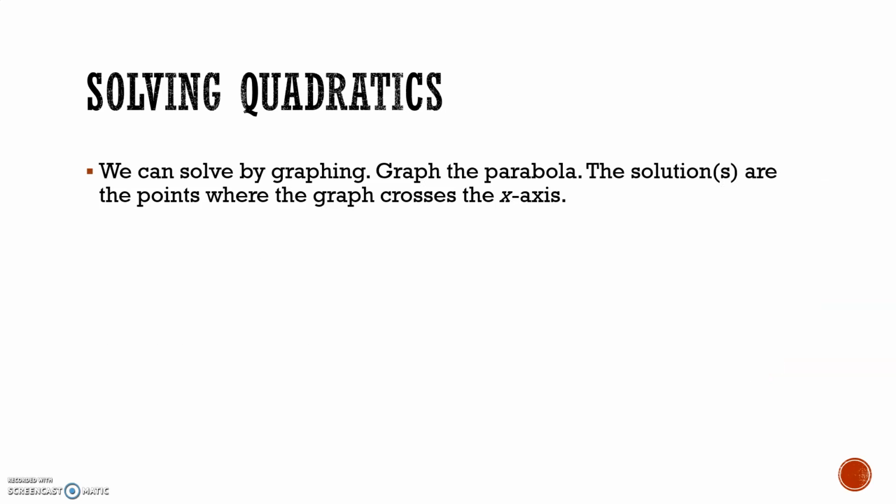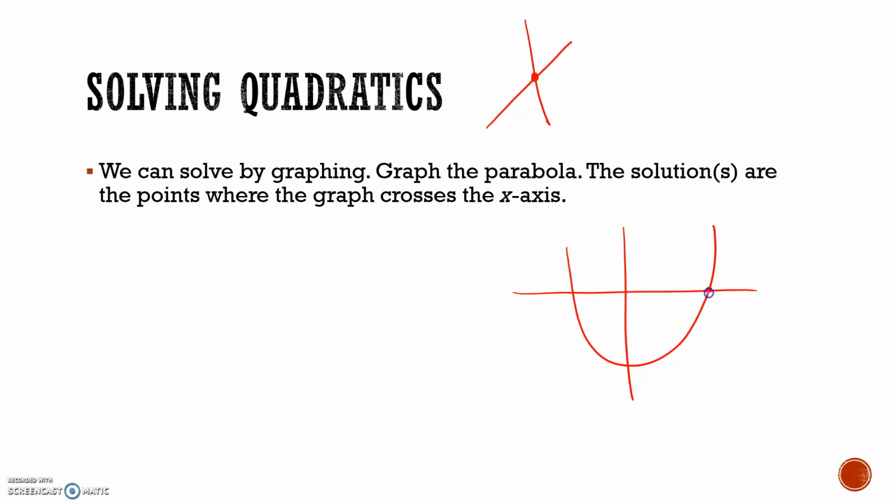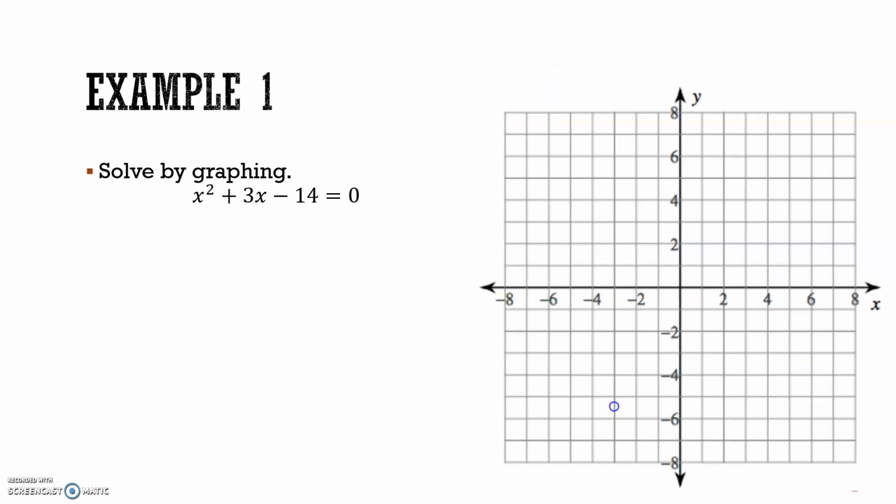And we can say that we can solve by graphing, because if you think about when we did graphing systems of equations, our answer was the point where the lines crossed. So similarly, when we graph a parabola, our solution is going to be the point where the parabola crosses the x-axis, because we're saying what is the value of x when y is 0? That is going to be our solution to a quadratic function. So we're going to solve this one by graphing.